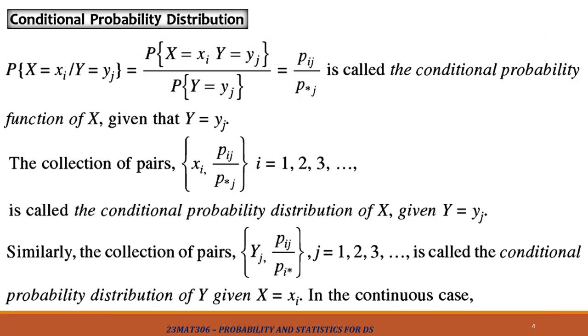Next, we will see the conditional probability distribution, which describes the probability of one variable when the value of the other variable is already known. It helps us analyze dependence between the variables and forms the basis for many statistical models. So to find the probability of x given y, the formula is given here: the probability of X equal to x_i and Y equal to y_j, divided by the probability of Y equal to y_j. This notation is P_ij. Only the j value is given, so its notation is P star j, which is called the conditional probability function.